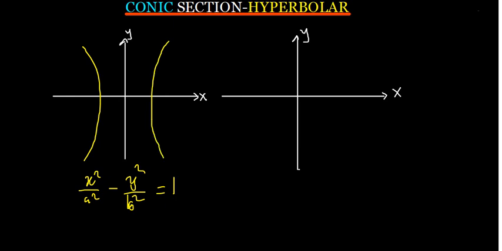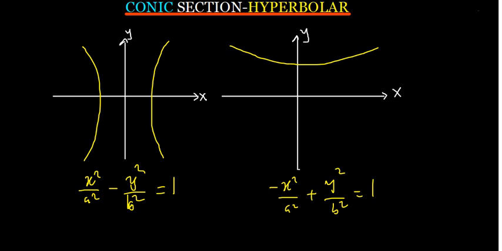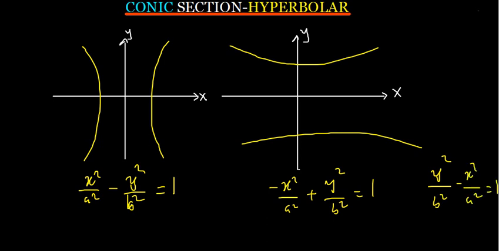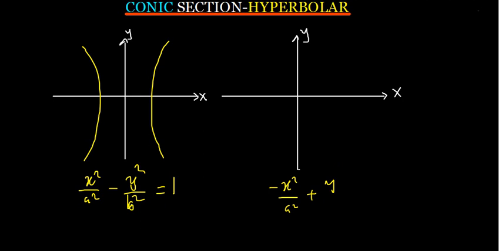Now, if it is negative x squared divided by a squared plus y squared divided by b squared is equal to 1, then you can see the negative is on the x, then it will be more like parallel to the x. So this is how the hyperbola is going to move. So I can also write this as y squared over b squared minus x squared over a squared is equal to 1. We can also write it in that form. Alright. So we need to understand how to sketch hyperbolas.